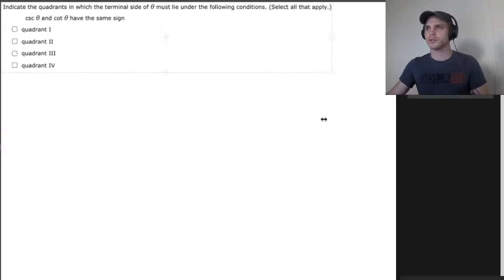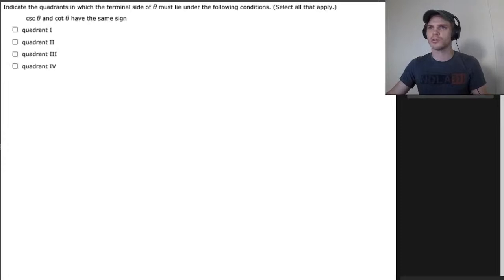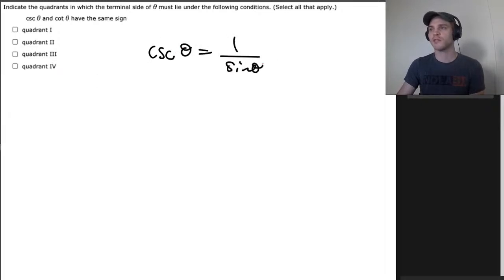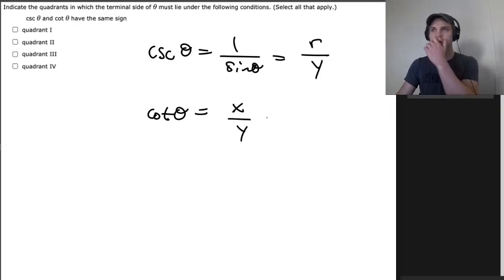Okay, let's see. Indicate the quadrants in which the terminal side of theta must lie under the following conditions. Cosecant and cotangent have the same sign. Cosecant of theta is 1 over the sine of theta, which makes it r over y. And cotangent of theta is the reciprocal of the tangent function, which means instead of y over x, it's x over y. So these things need to have the same sign.